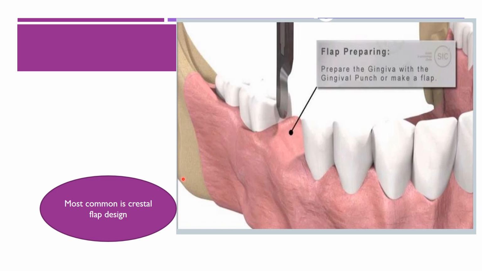Okay. So here we are going to prepare the gingiva with the gingival punch. So by evaluating the bone level and the tissue, we have to decide whether we have to go for submerged type of implant, non-submerged type of implants, or for the tissue punch type. Okay.